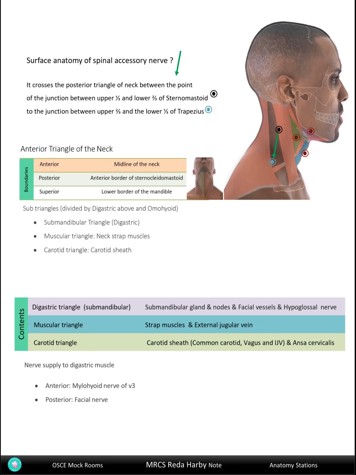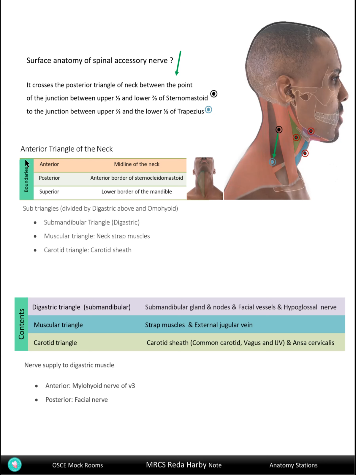Excellent. So it is crossing the posterior triangle of the neck between a point connecting the junction of the upper 1/3 and lower 2/3 of the posterior border of sternocleidomastoid to a junction connecting the upper 2/3 and lower 1/3 of trapezius, nothing more.